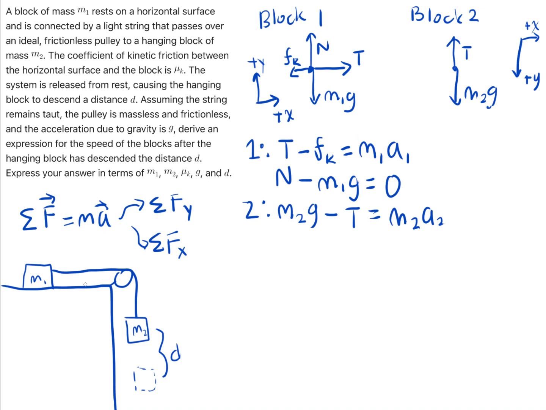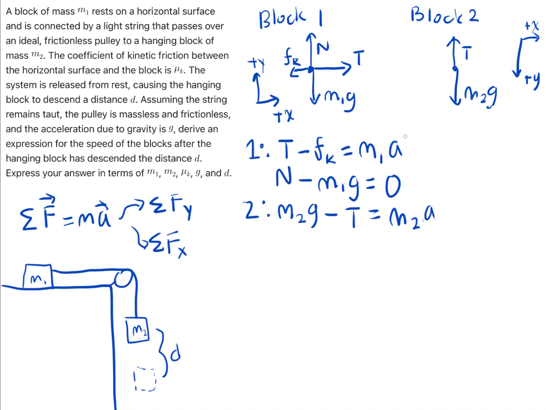And since these two blocks are connected by a taut string, a1 equals a2. So the blocks both accelerate at the same rate. I'm just going to replace both a1 and a2 by just the letter a for simplicity. So this becomes m1a and this becomes m2a.